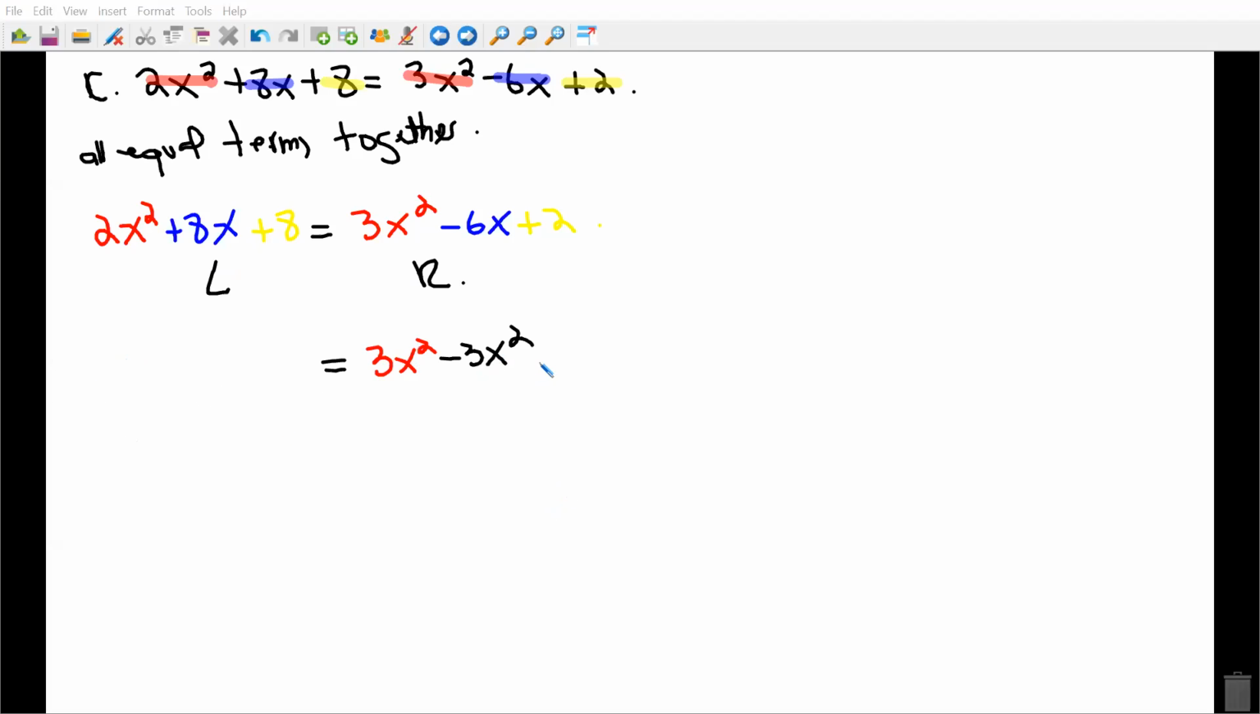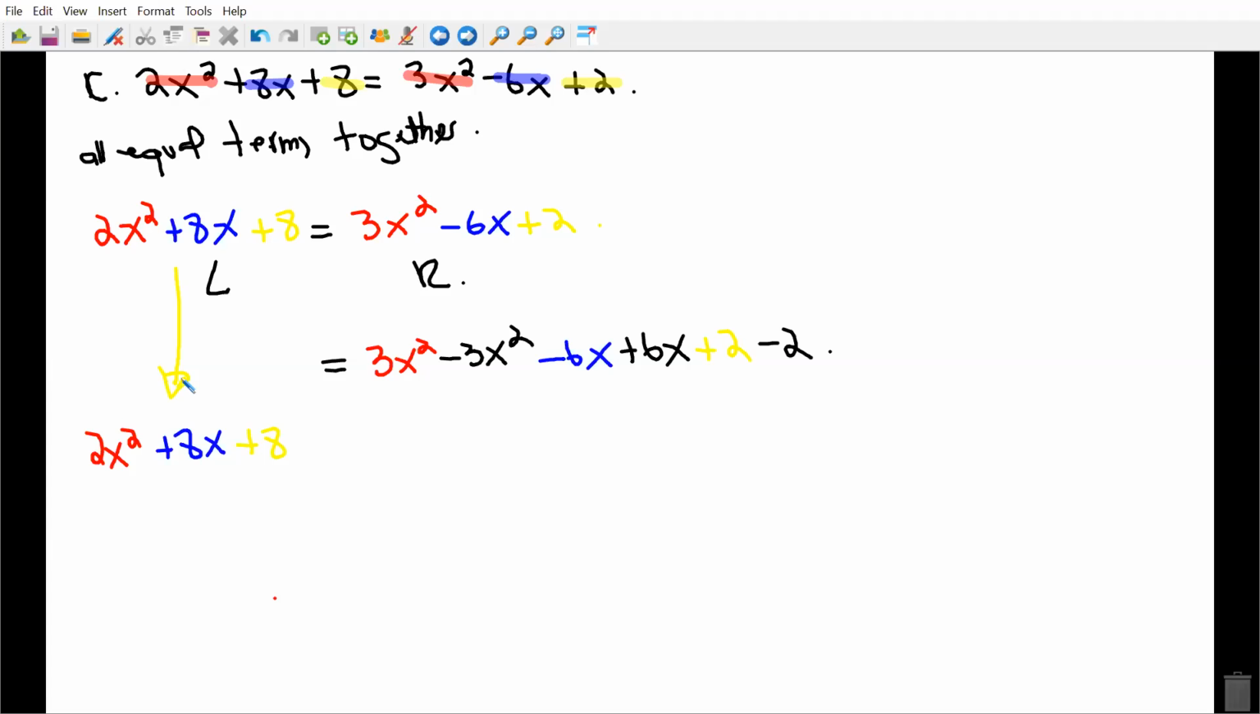And then minus 6x, and how can I cancel minus 6x, guys? What would you do if you wanted to send it to the other side? Add 6x, very good. And then you have plus 2. So how will you cancel plus 2? Minus 2, right? So that way you will have 2x squared plus 8x plus 8.